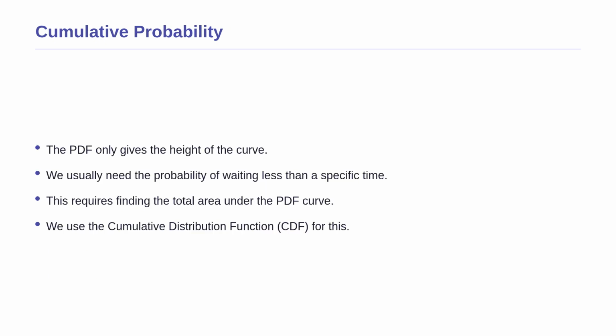This formula we just saw leads us to an important practical question. The probability density function only tells us the height of the curve at one specific instant. But in the real world, we rarely ask for the probability of waiting exactly 3.000 minutes. Instead, we want to know the probability that the waiting time is less than or equal to a specific value. To find this, we need to calculate the total area under the PDF curve from 0 up to our target time. This accumulated area is called the cumulative distribution function, or CDF. Let us look at the formula for the CDF next.